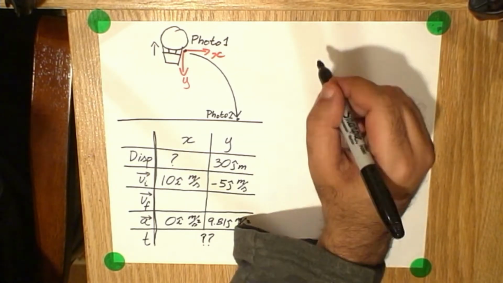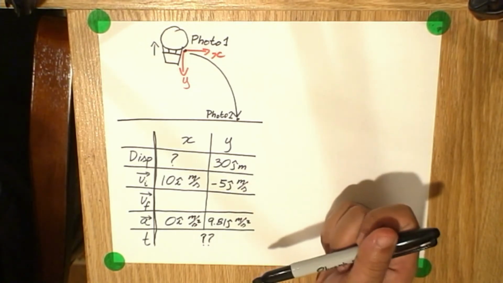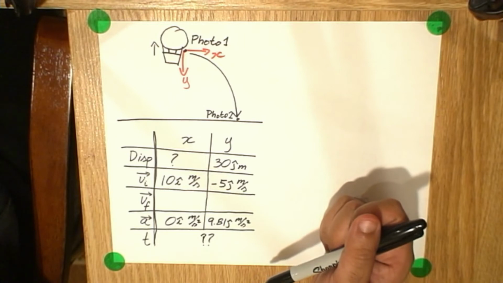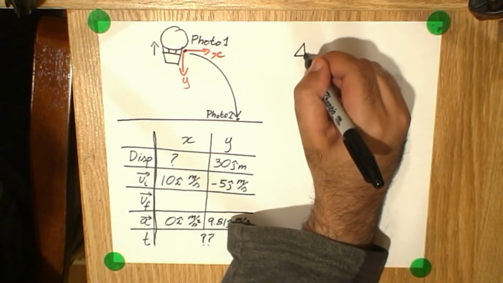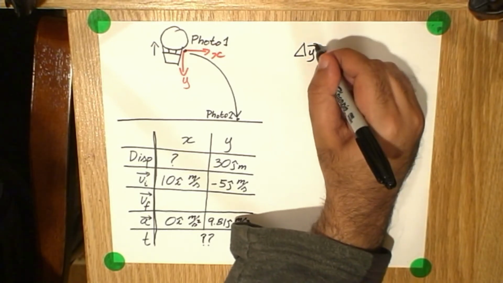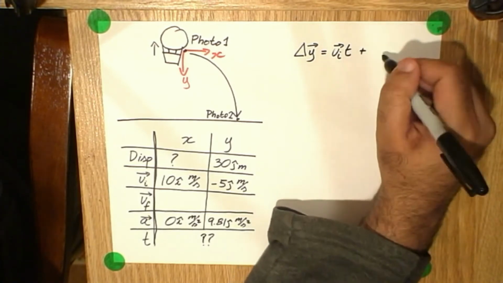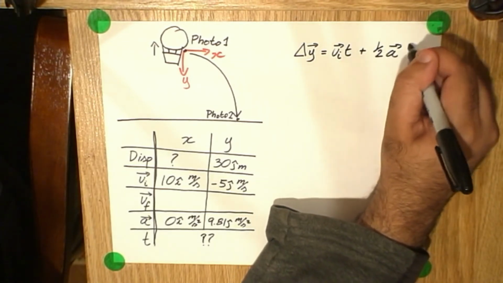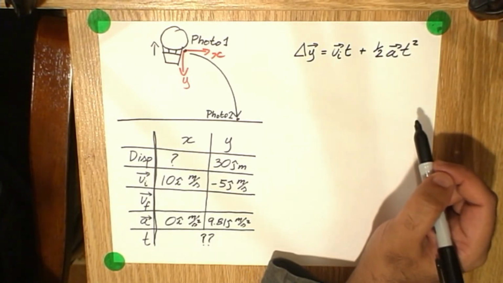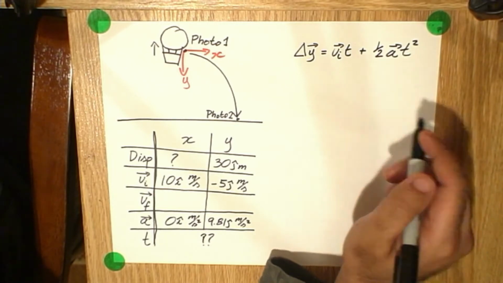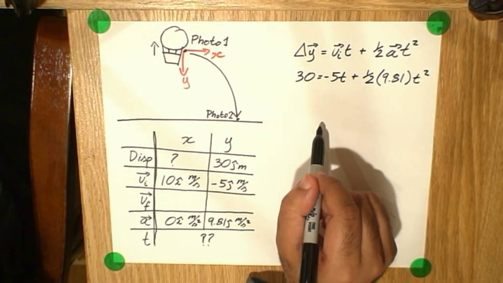So in the y direction, we know the displacement, the initial velocity, the acceleration, and we're looking for the time. There is only one equation that weaves together these 4 quantities. Delta y is equal to v initial times t plus half a t squared. That's right, toolbox equation number 2. So let's plug in everything we know.